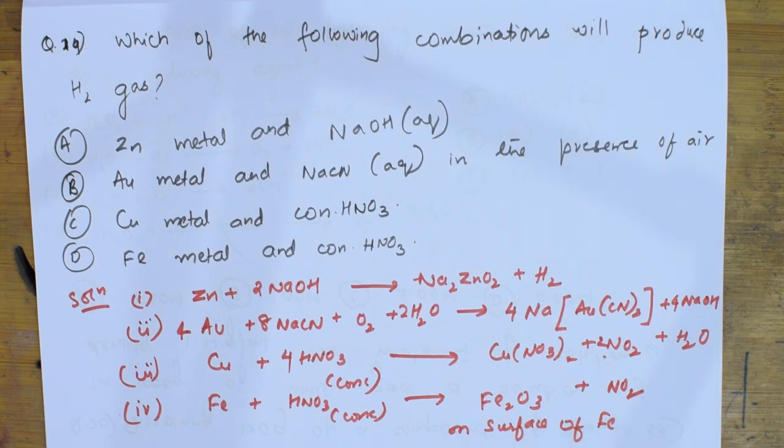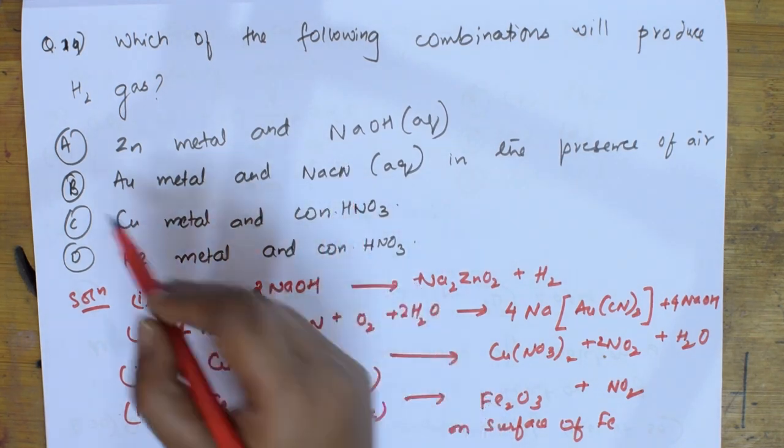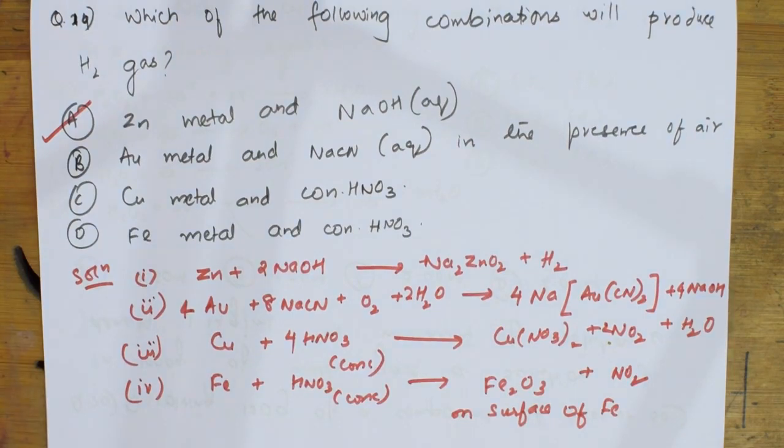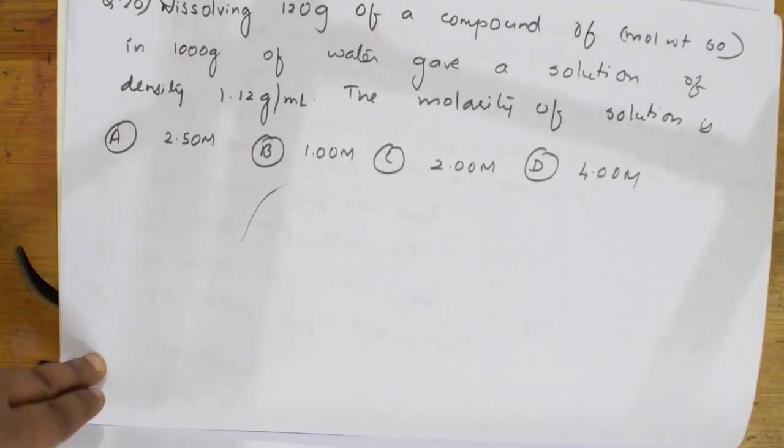So when I see all the options, which is the reaction that will produce hydrogen gas? It is the first reaction. Only in the first reaction do I get the evolution of hydrogen gas. So the correct option is A. Please note the reaction, students. I'm going very slowly so that your concept is clear for you all. Now let's come back and start with the next question, students.